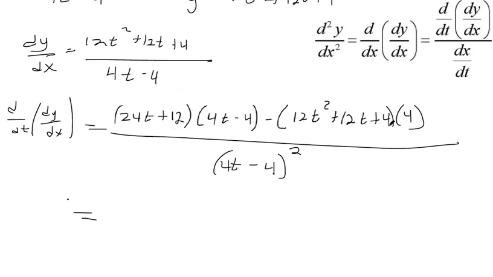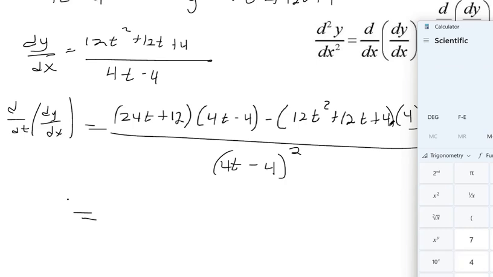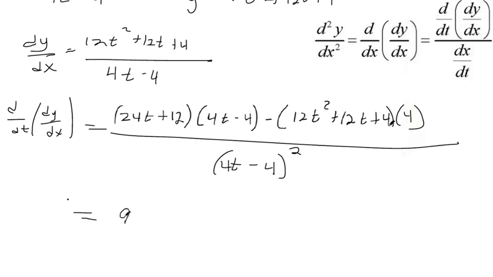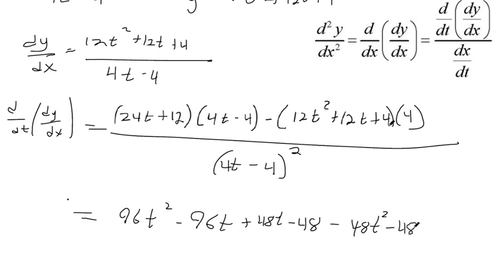So 24t times 4t is going to give us 96t squared. And then 24 times 4, that's 96. Oh, that should be a minus 96. Wouldn't want to have to remake the whole video again. 12 times 4 is 48t. I'm just multiplying these parentheses. Then minus 48, and then this is 4 times everything, so that's going to be minus 48t squared. And then that's 48, so that's minus 48t. And then minus 16.